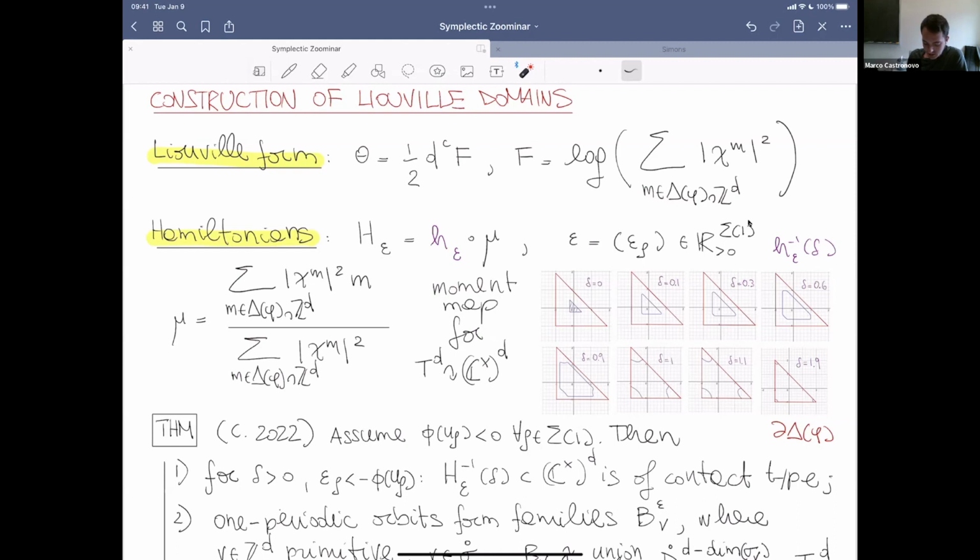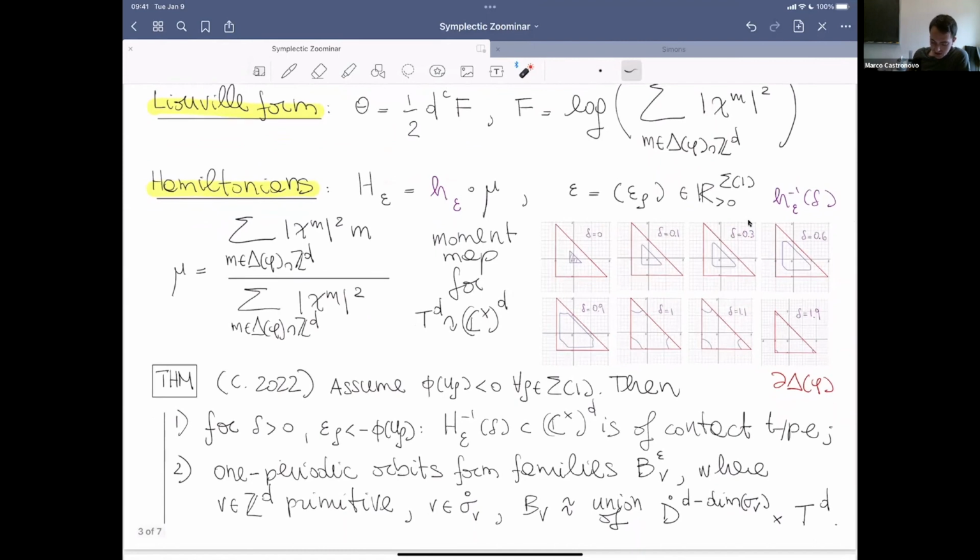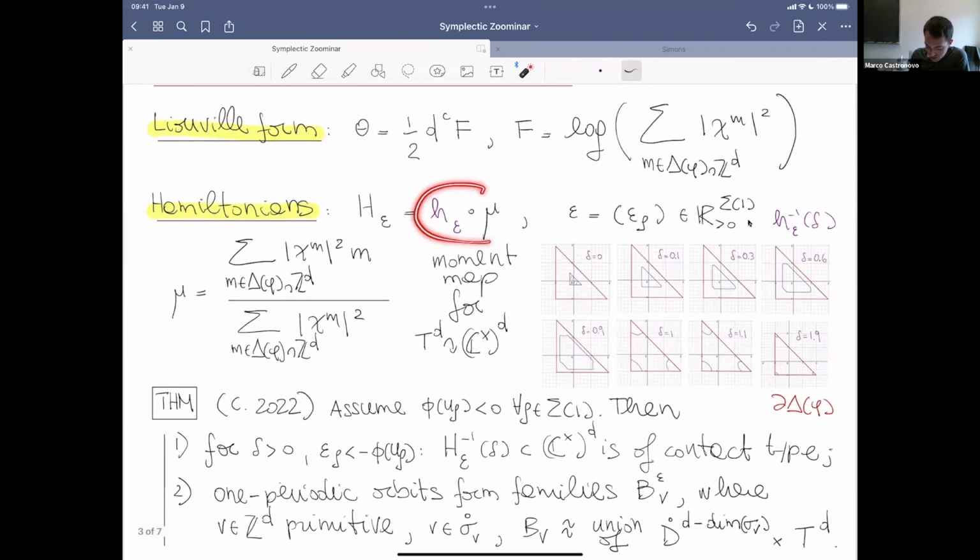So that means that it will define an exact symplectic structure, and this is a primitive for that structure, 1/2 DCF. So the second step of the construction is to consider a class of functions that I call polyhedral Hamiltonians. They're defined as compositions of a smoothing function depending on some smoothing parameters epsilon, and the moment map for the action of the compact torus TD inside the complex torus C star D.